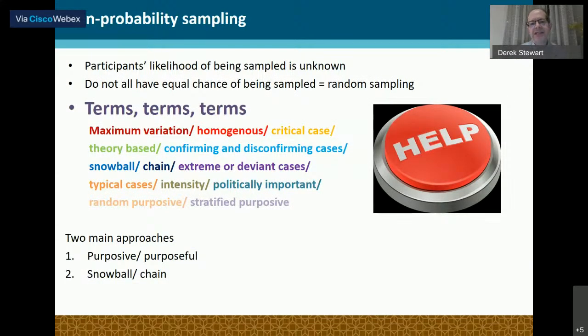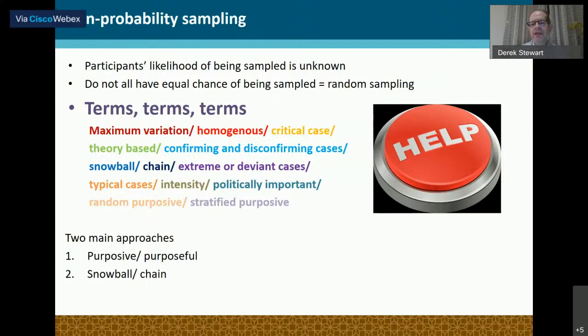Now, non-probability sampling, the likelihood of being drawn out of a sample and used in a study is unknown. So it's not like random sampling. So in a random sample, everyone in a population has got an equal chance of being sampled, being included in the study.